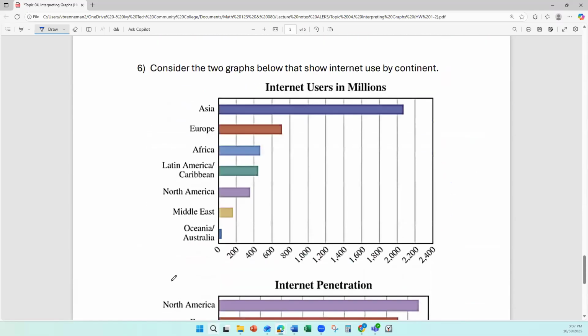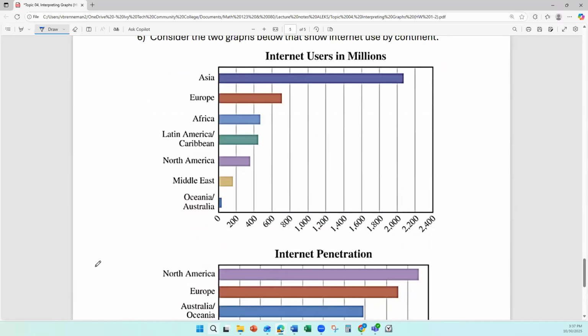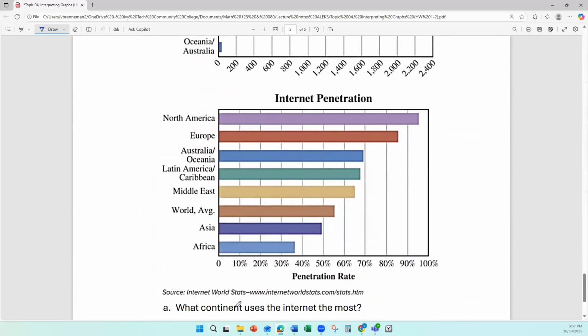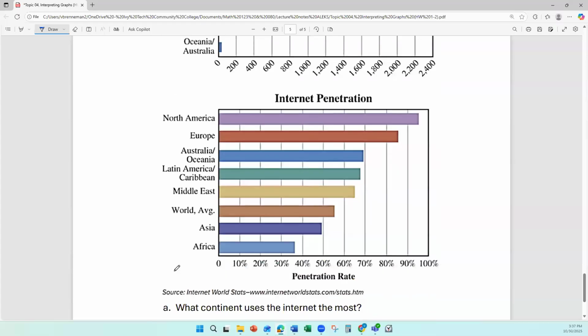Then last example here, we have these 2 graphs. These are bar graphs of internet users in millions and internet penetration. And again, a little bit of practice of reading graphs. What continent uses the internet the most? So that would be the largest bar, but which graph are we looking at? Because in one, the largest bar is Asia, in the other, the largest bar is North America. So you have to think about what does most mean. And there's not one right answer to this.